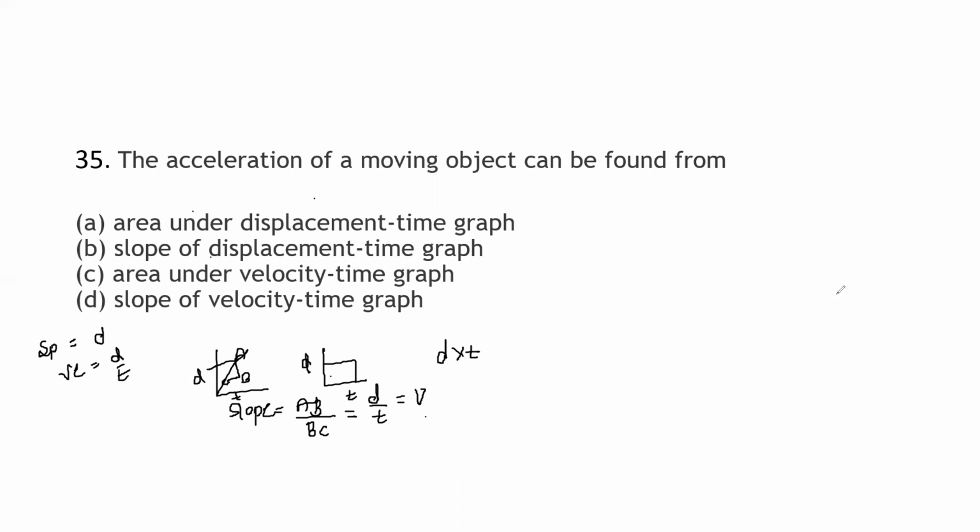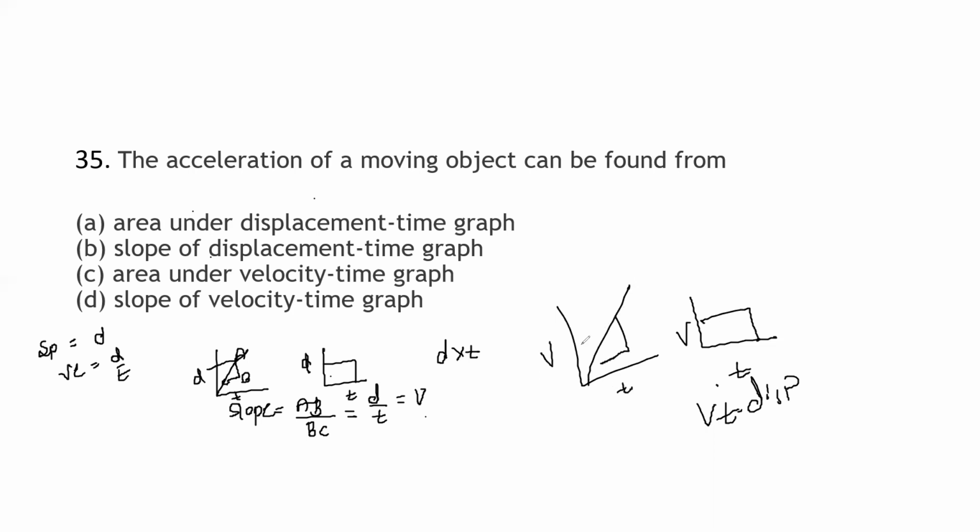Next, area under the velocity-time graph. Suppose you consider this area on the velocity-time graph. Velocity into time will give you the displacement of the body. Therefore, that is also not true. Then the last option is the slope of the VT graph. Here this is time and here it is velocity.